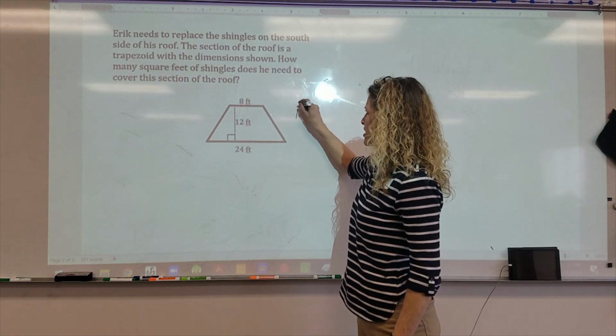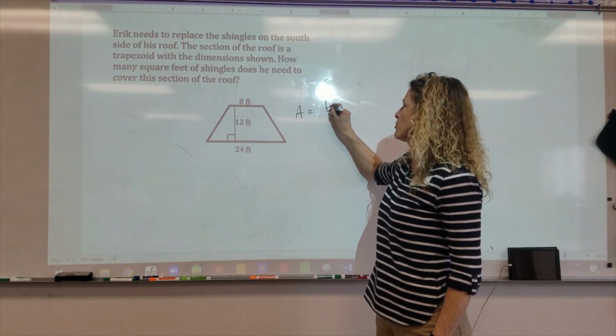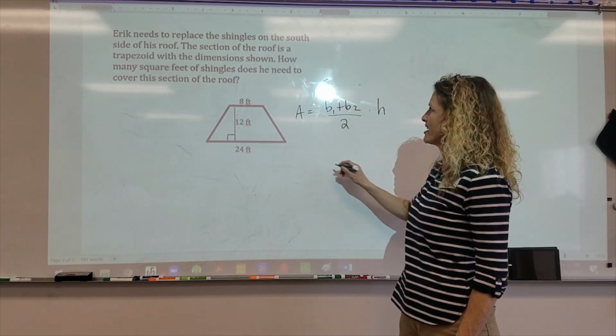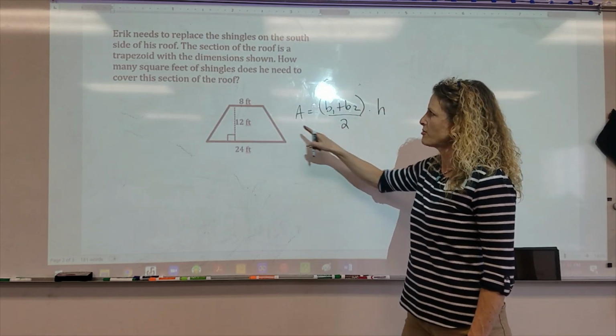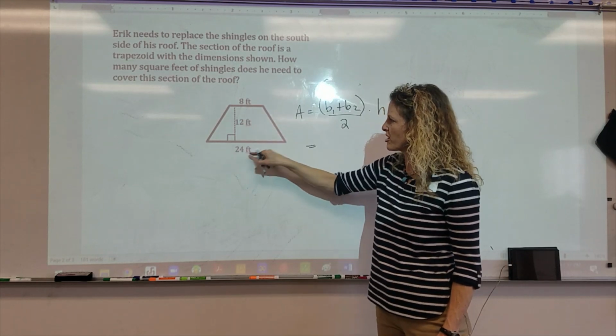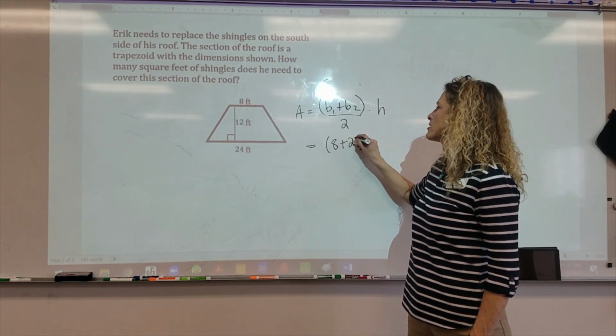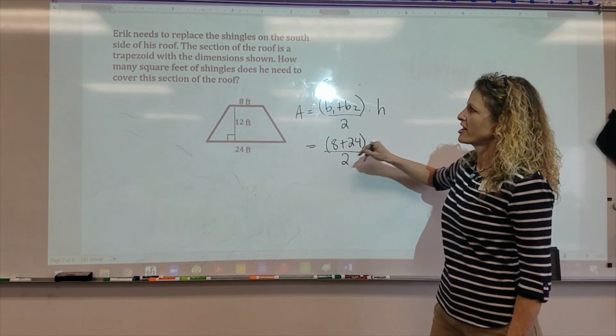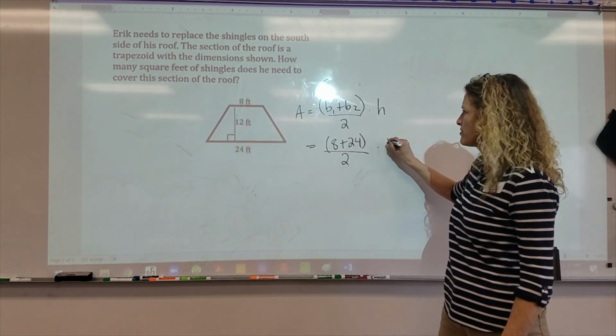We're going to use our formula. Area equals B1 plus B2 divided by 2 multiplied by height. Let's find B1 plus B2. There's 8 plus 24. We're going to cut that in half, and then we're going to times that by our height. Our perpendicular height is 12.